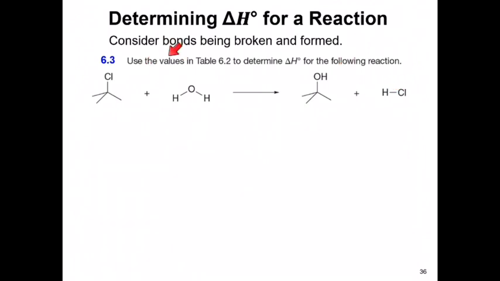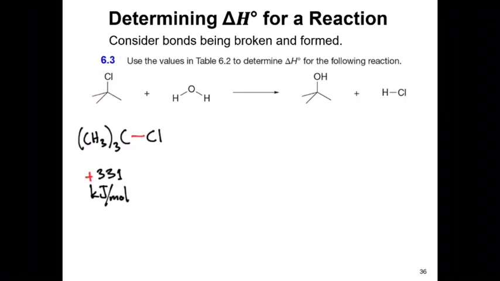We're going to look at the values in table 6.2 to see the bond dissociation energy between carbon and chlorine in this specific molecule. You can see that in table 6.2, this bond between carbon and chlorine requires 331 kilojoules per mole of energy to break, whereas for water, it would require about 498 kilojoules per mole. Notice that these values are positive, which indicates that these are endothermic processes. It would require this amount of energy to break the bonds.